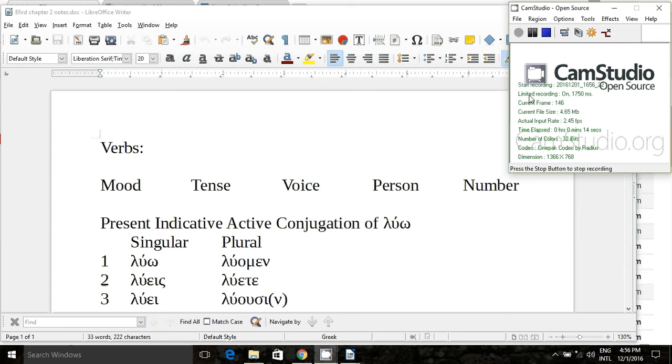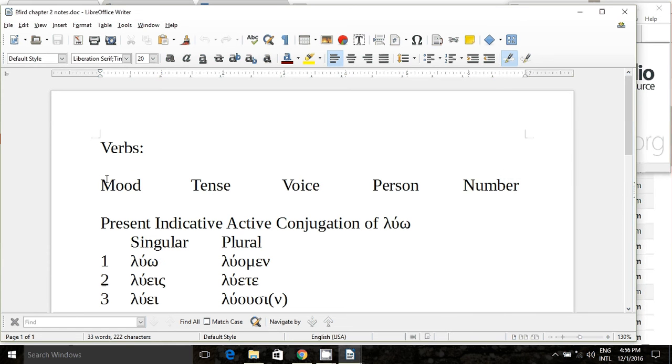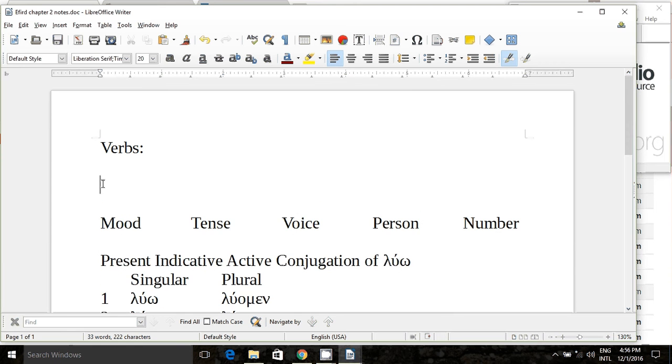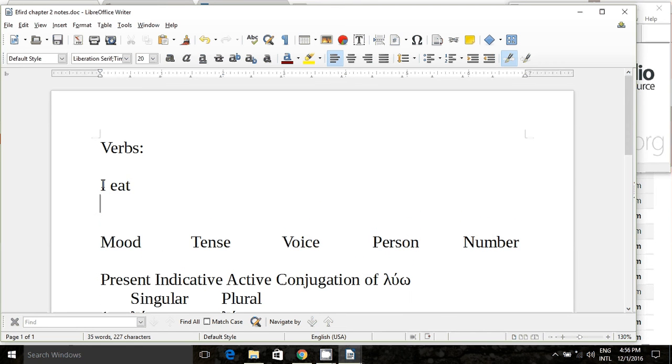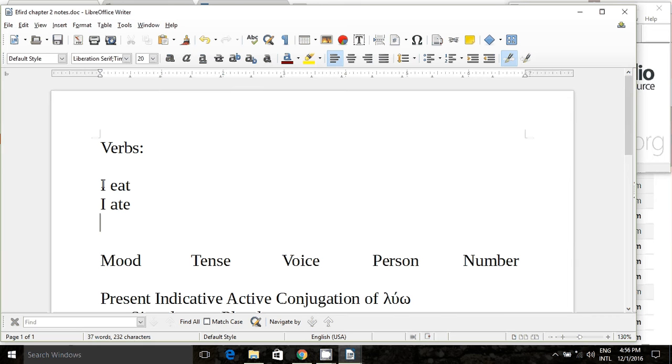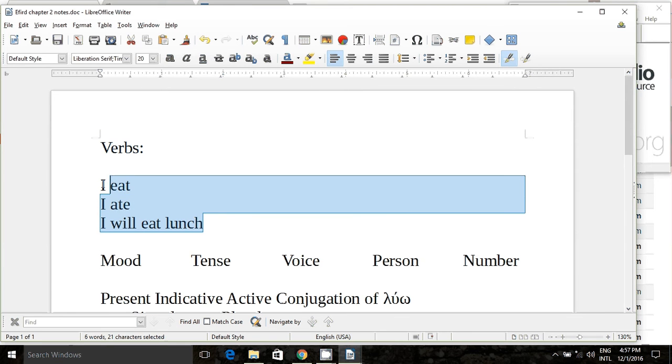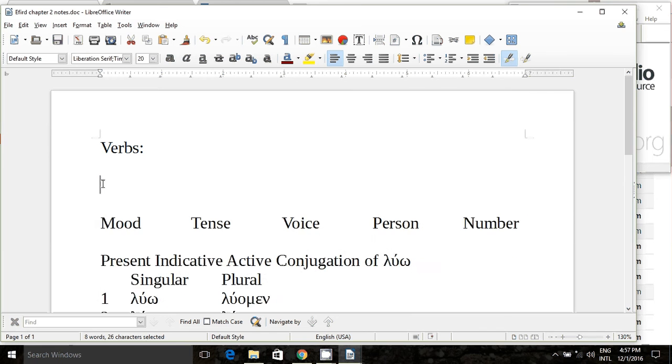Verbs, both in Greek and in English and in most other Western languages, have various aspects, changes to each verb. So in English we can say, I eat lunch today. Yesterday I ate lunch. Tomorrow I will eat lunch. And we can see that this is present tense. It tells me the time, that this is today, this is yesterday, this is tomorrow. So one thing is tense. We're all very familiar with that.